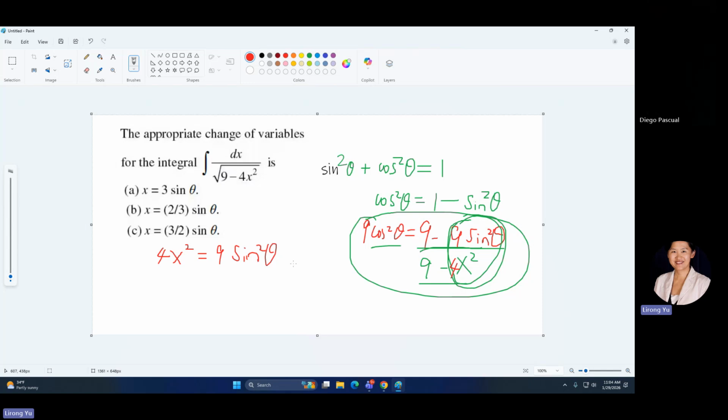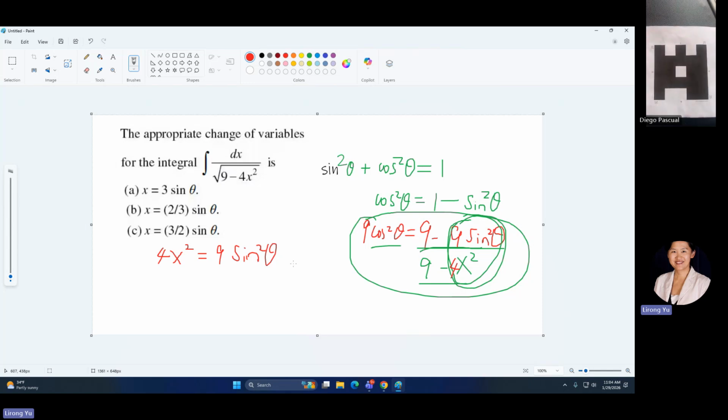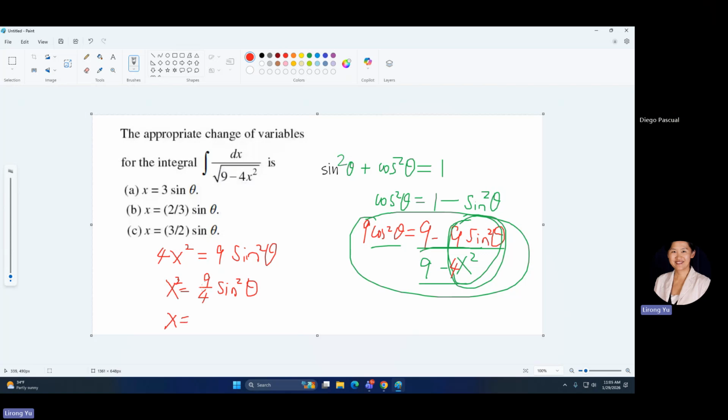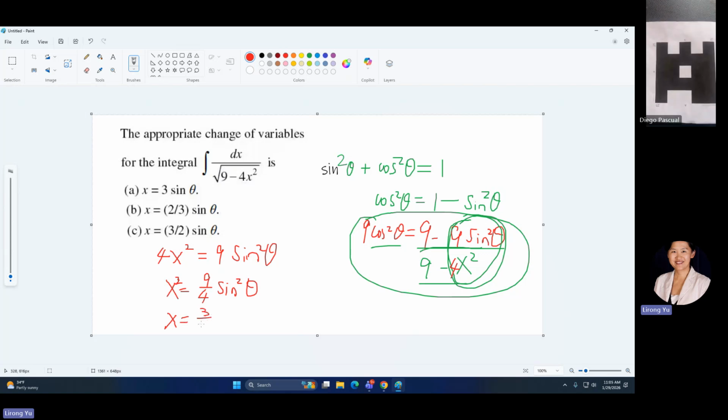All right, from there you can see that 4x squared equals 9 sine squared. The rest is all algebra. We divide both sides of the equation by 4, then you have x squared equal to 9 over 4 sine squared. We have to get x by itself, so you take the root of both sides. The root of the left side is x, since x squared without the square is x, and then the root of 9 is 3. The root of 4 is 2. You still maintain that fraction, numerator and denominator. The root of sine squared is sine theta. So that is the correct substitution.